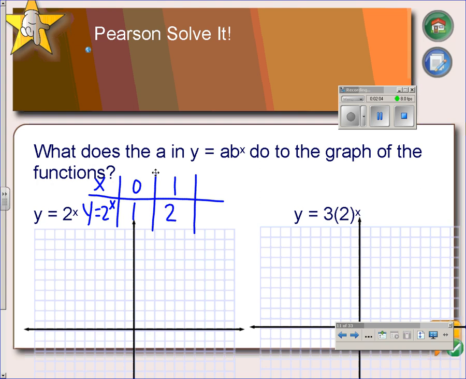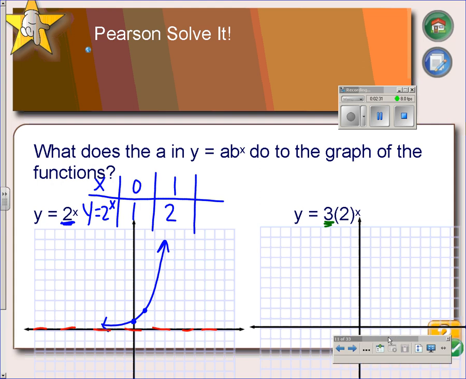So if we graph those 2 points, 0, 1 and 1, 2, knowing that this is greater than 1, it's going to be a growth, and we have an asymptote on the x-axis, the graph has to look like this. Asymptote on the x-axis. So if we take that original function and we put a 3 on the front of it, that's going to stretch our graph up 3 units. So instead of having the y-intercept at 0, 1, it's going to be at 0, 3. And our second point, instead of being at 1, 2, it's at 1, 6.